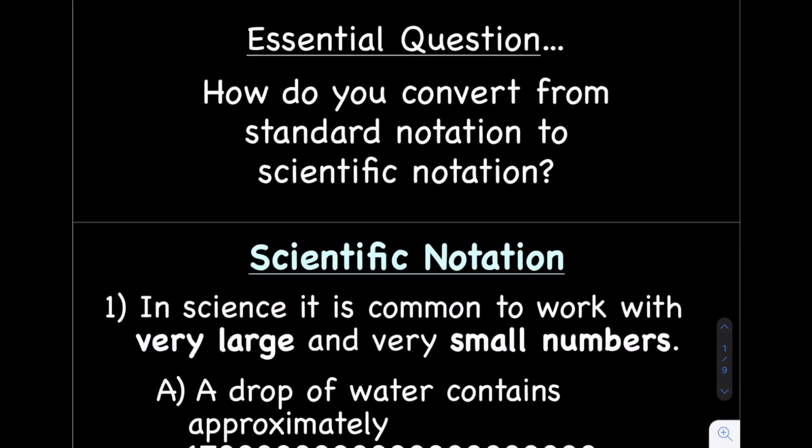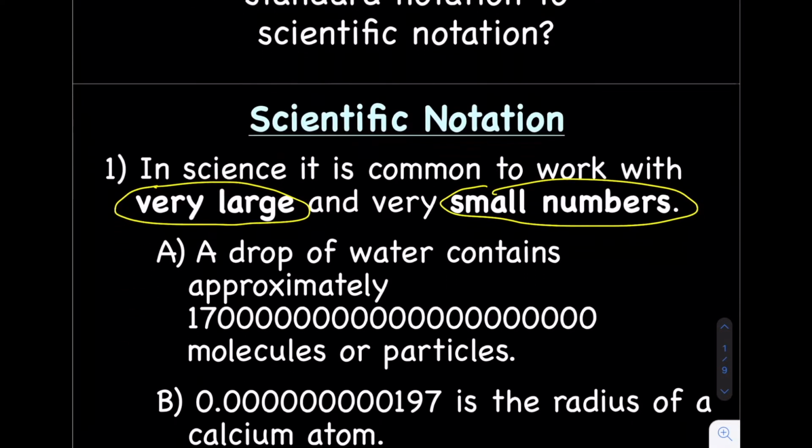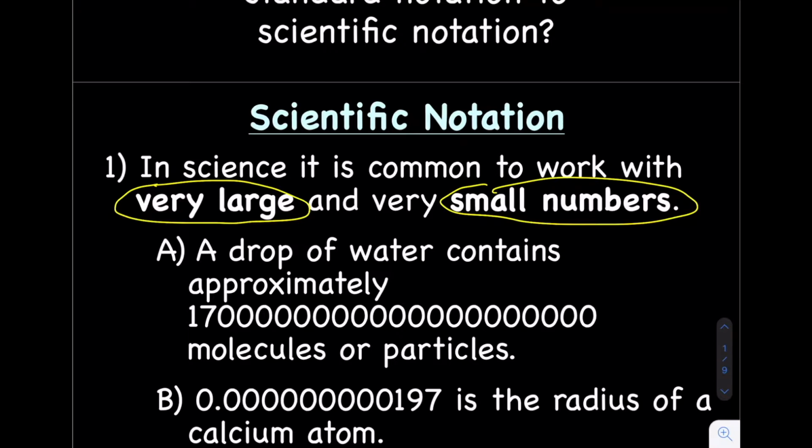So, first of all, why scientific notation? Well, in science, you're going to find it's really common to work with really, really big numbers or really, really small numbers. So for example, a drop of water contains approximately 170000000000000000000000 molecules or particles.